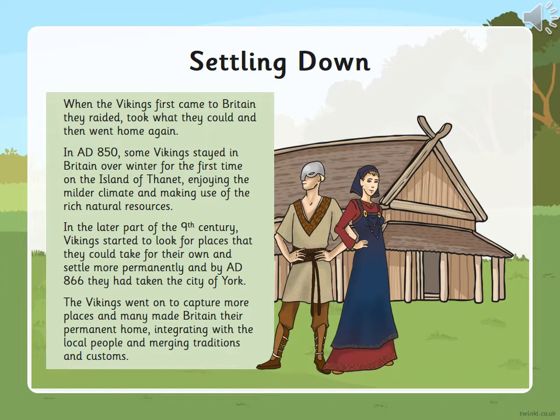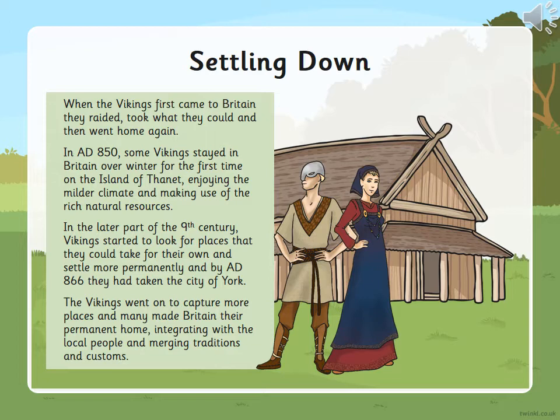When the Vikings first came to Britain, they raided, took what they could, and went home again. In 850 AD, some Vikings stayed in Britain over the winter for the first time on the Isle of Thanet, enjoying the milder climate and making use of the rich natural resources.